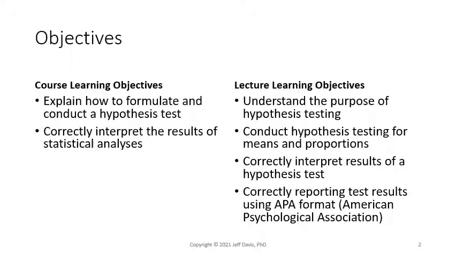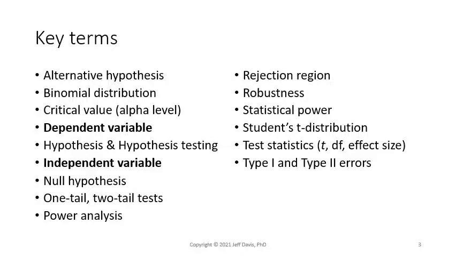All right, so the objectives are largely the same. Key terms are largely the same except for these two here that are in bold. All right, so this dependent variable and independent variable. Since you're working with two groups, instead of just one sample, you're working with two samples. It creates a situation where we have an independent variable and a dependent variable. So we'll talk about that for a few minutes.